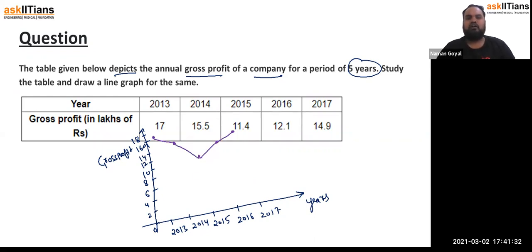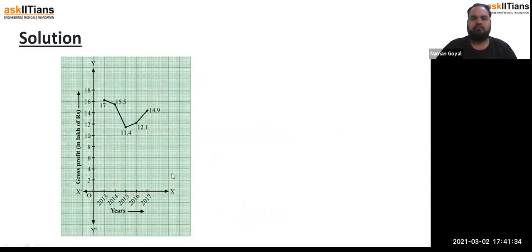So this is the graph of the required answer. If we draw the graph on proper graph paper, then it seems like this. Let me tell you how we draw this. First of all, we have to mark the y-axis. This is the x-axis: 2013, 14, 15, 16, 17.